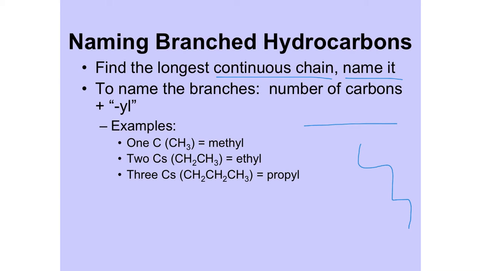Then anything that's left over, I circle. Those will be my branches. Branches end in yl. And then depending on how many carbons are in the branch, that tells us what the name would be. And those would correlate again with Table P. So 1 carbon, prefix is meth, so it's a methyl branch. 2 carbons, prefix is eth, so it's an ethyl branch. And 3 carbons, prefix is prop, so that makes it a propyl branch.